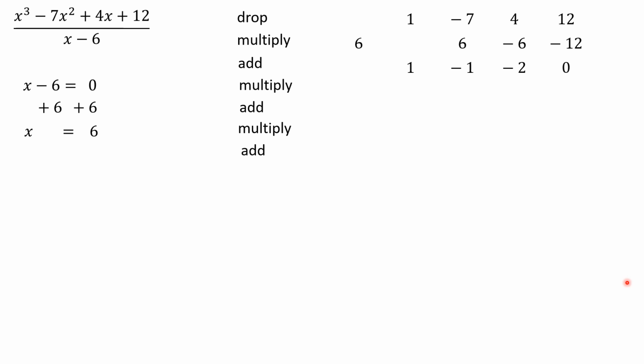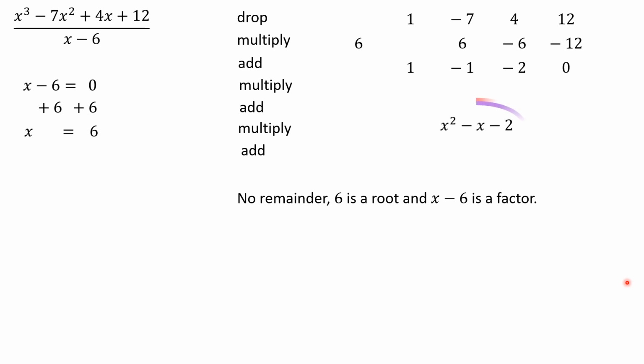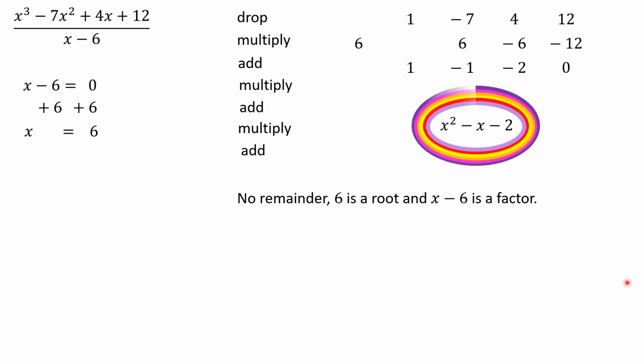Hey, there's a 0. That means there's no remainder. So 6 is a root. In other words, 6 is a solution if we're trying to solve the equation. And x minus 6 is a factor. So we've got x squared minus x minus 2. And that is the answer to that division.